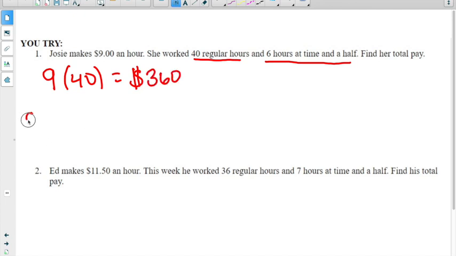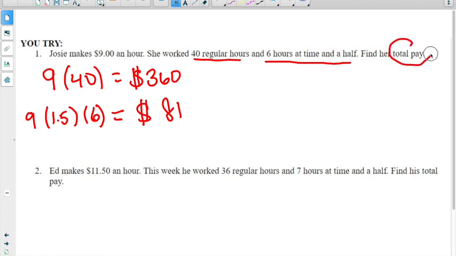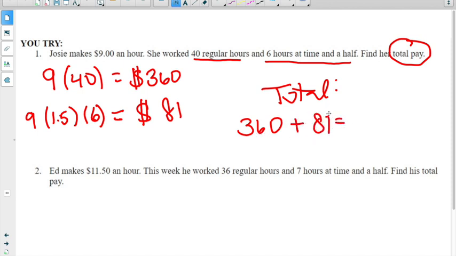Now her overtime pay, $9 an hour. And then she earns time and a half, so multiply times 1.5. And then she worked 6 hours overtime, so multiply that times 6. And when we multiply those three numbers together, we will get $81. Okay. But remember, the question's asking us the total pay. So the total is going to be those two numbers added together. Her straight time pay, 360 plus 81 equals $441.